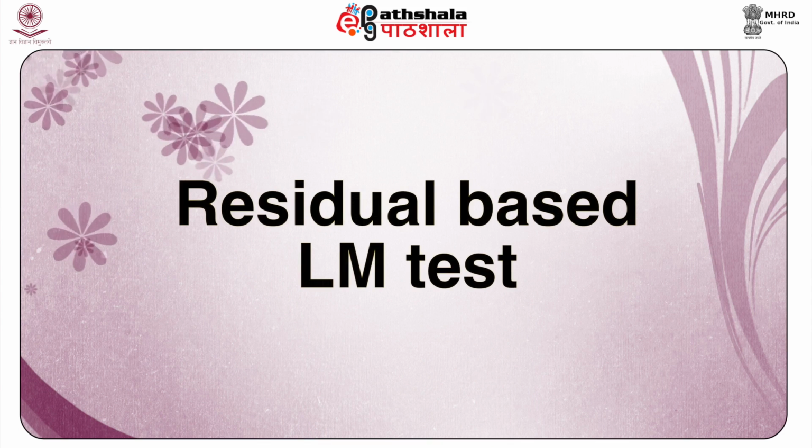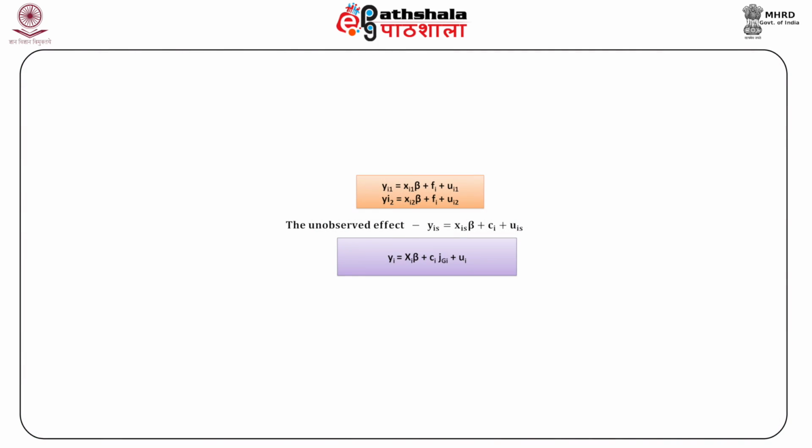Fifth, residual-based LM test. Hadri in 2000 derives a residual-based Lagrange multiplier test where the null hypothesis is that there is no unit root in any of the series in the panel, against the alternative of a unit root in the panel. This is a generalization of the KPSS test from time series to panel data. It is based on ordinary least squares residuals of y_it on a constant or on a constant and a trend. In particular, Hadri considers the following two models.